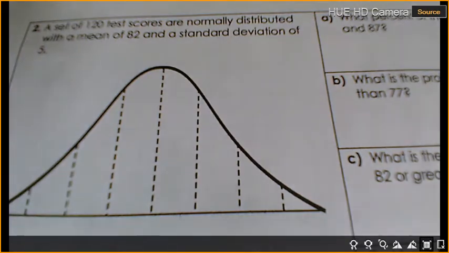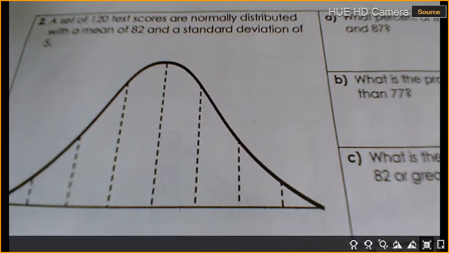A set of 120 test scores are normally distributed with a mean of 82 and a standard deviation of 5.